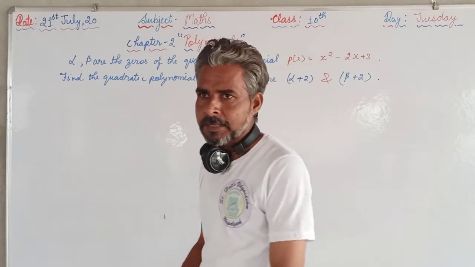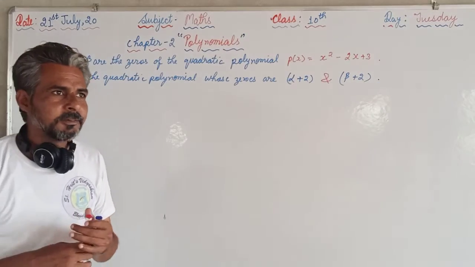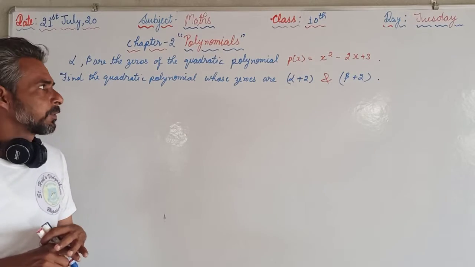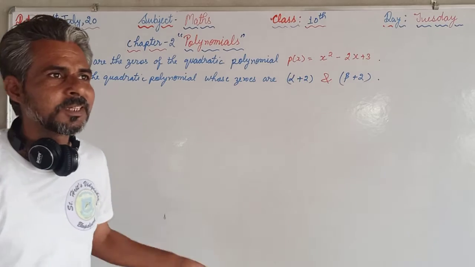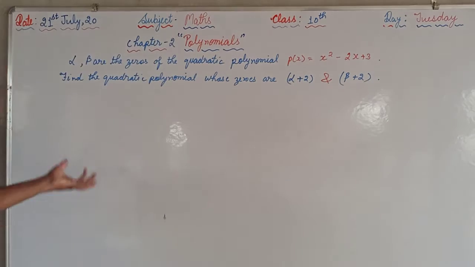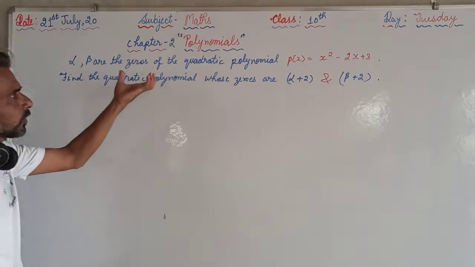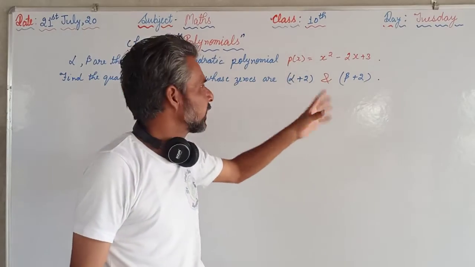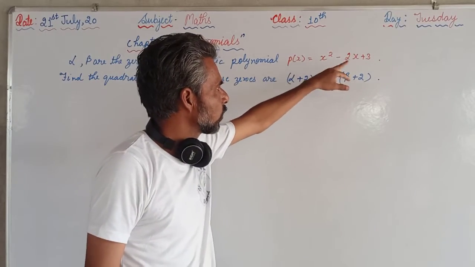This video is for class 10 and the subject is maths, and we are dealing with chapter 2, and the name of the chapter is polynomials. So one question is already written on the board, that alpha and beta are the zeros of the quadratic polynomial which is given to us, that is p(x) = x square minus 2x plus 3.